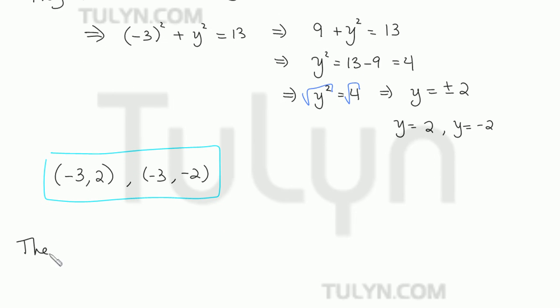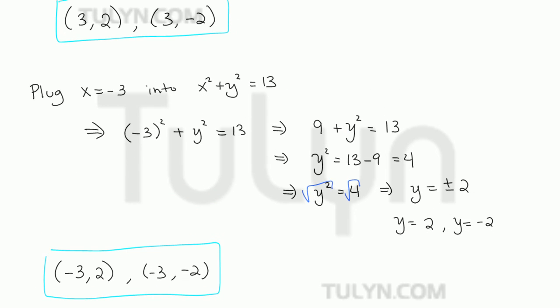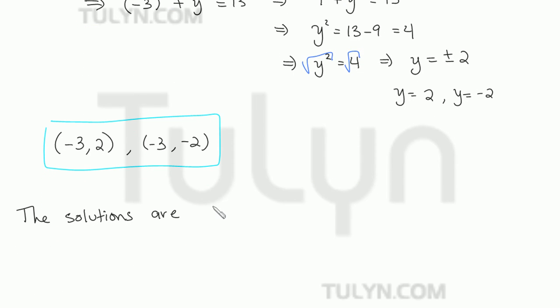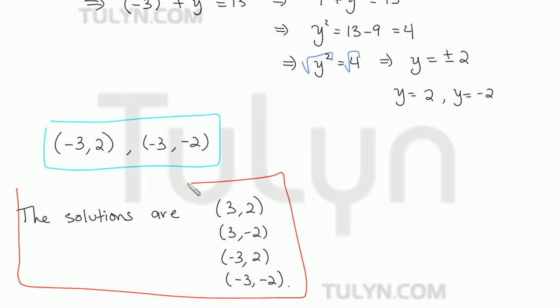So the solutions for the system of equations are what? 3, 2, 3, -2, and then -3, 2, and -3, -2. So those are the four ordered pairs which solve that nonlinear system of equations.